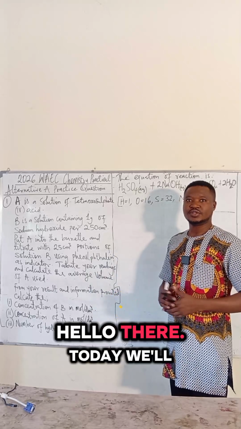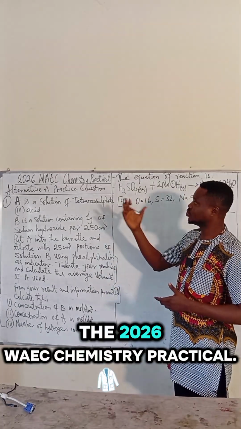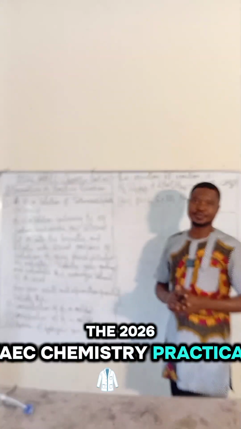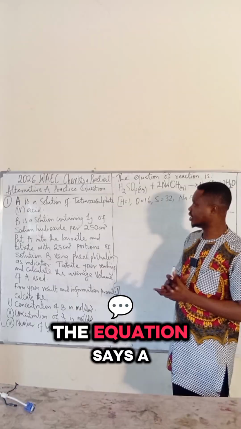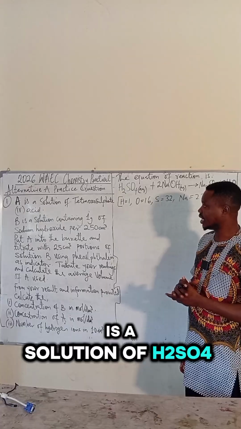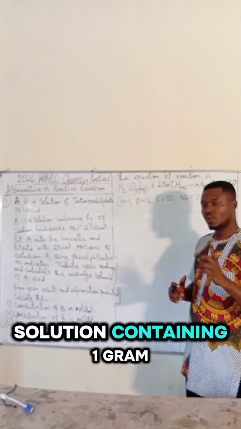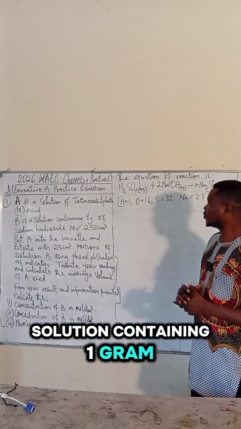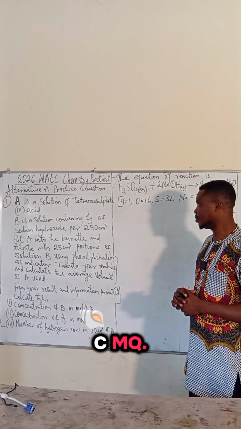Hello there. Today we'll be treating a practice question for the 2026 WAEC Chemistry Practical. Let's get started. The question says, A is a solution of tetraoxosulfate 6 acid, while B is a solution containing 1 gram of sodium hydroxide per 250 cm3.